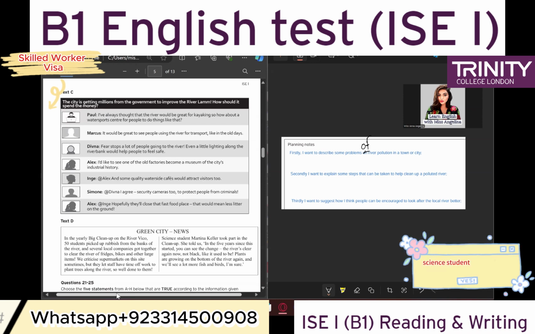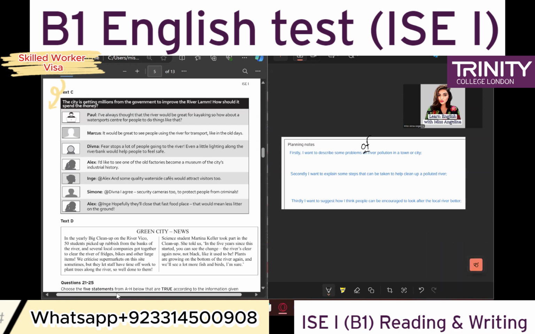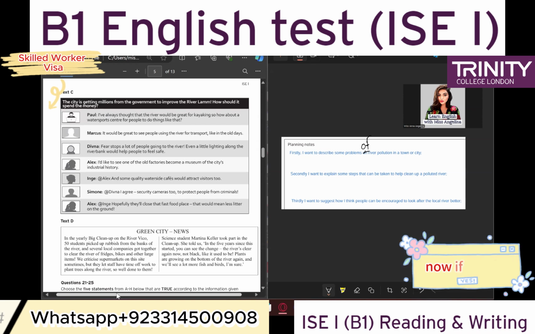Science student Martina Keller took part in the cleanup. She told us in the 5 years since they started, you can see the change. The river's clear again now, not black like it used to be. Plants are growing on the bottom of the river again, and we will see a lot more fish and birds, I'm sure.